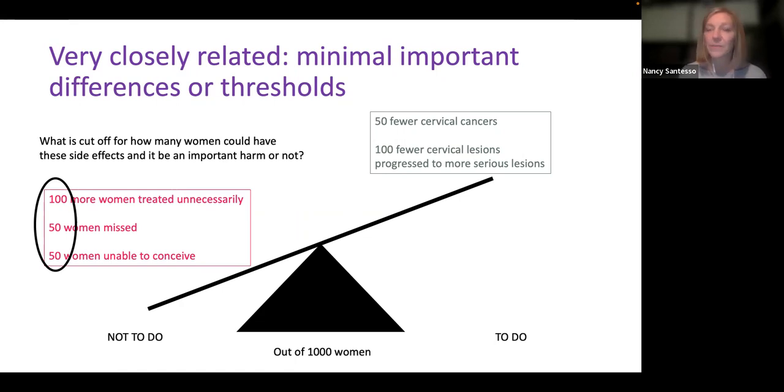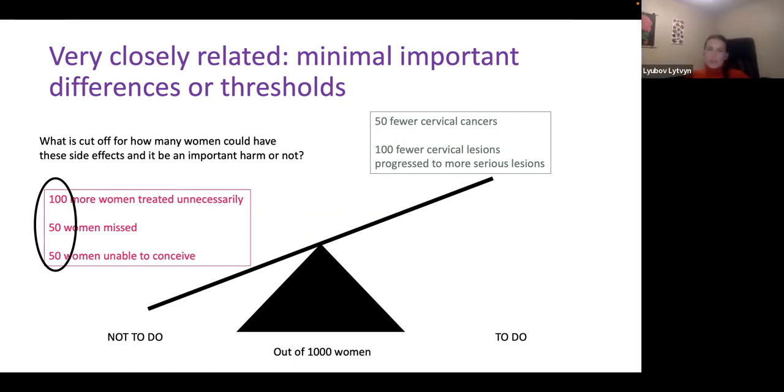Luba, did you have your hand up? Wanted to add something? Yeah, I just wanted to mention, Alina had a great question in the chat. Values placed on outcomes versus clinical expertise. Where would the latter be positioned in deciding on a recommendation?